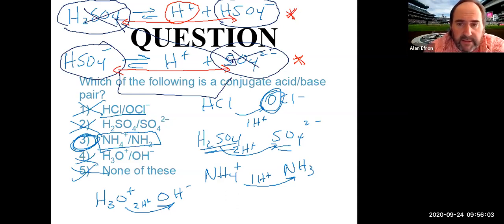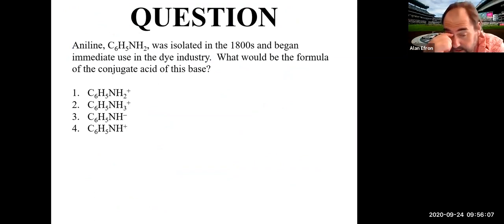Okay, so I think we did this example. So I think you have this one here. So aniline is isolated. What is the formula of the conjugate acid? Take a second there and figure out what the formula of that conjugate acid would be.